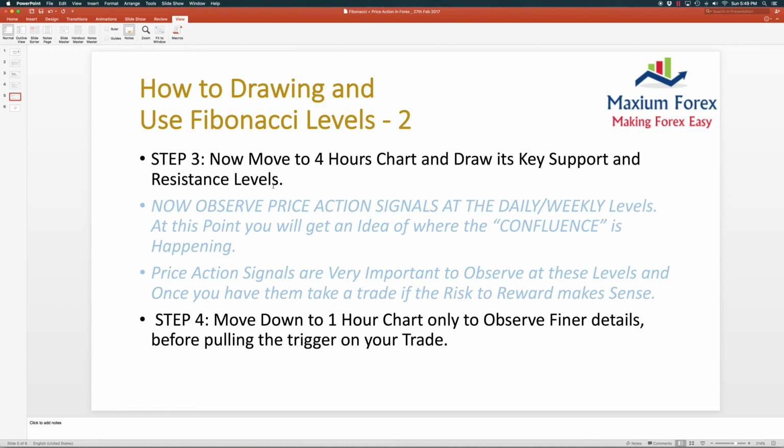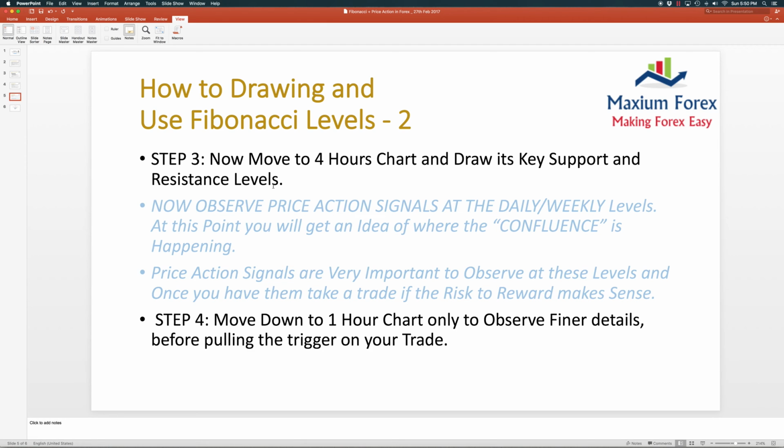I will show you in the market live in front of you that these price points or these levels are satisfied time and again. Price moves between these levels all the time. Now you observe the price action signals at the daily or the weekly levels. At this point you will get an idea of where the confluence is. Confluence is like when 2 or 3 levels are meeting. And then you look for price action signals in the direction of the trend.